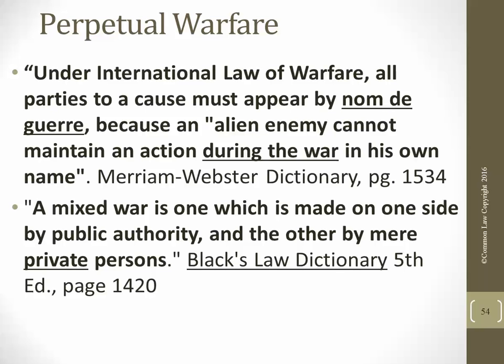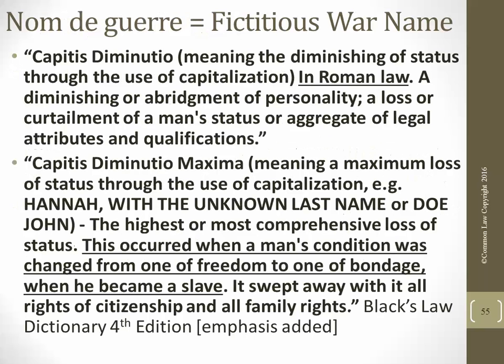A mixed war is one which is made on one side by public authority and the other by mere private persons. Black's Law Dictionary, 5th edition. Capitis diminutio, meaning the diminishing of status through the use of capitalization in Roman law: a diminishing or abridgment of personality, a loss or curtailment of a man's status, or aggregate of legal attributes. Capitis diminutio maxima means a maximum loss of status, the highest and most comprehensive loss of status. This occurred when a man's condition was changed from one of freedom to one of bondage, when he became a slave. Okay, so when they're spelling your name in all block capital letters, they're saying you're a slave.